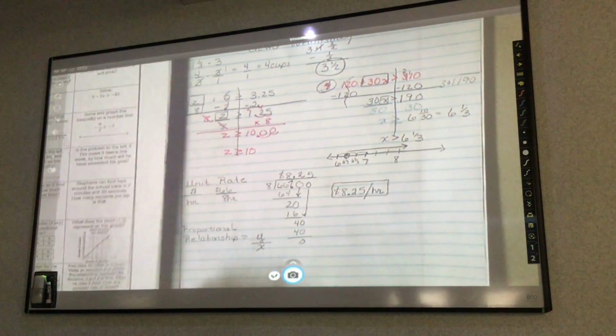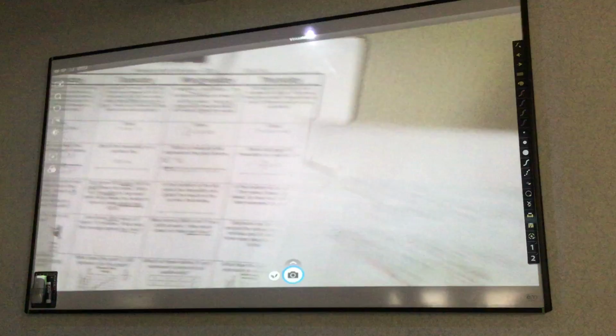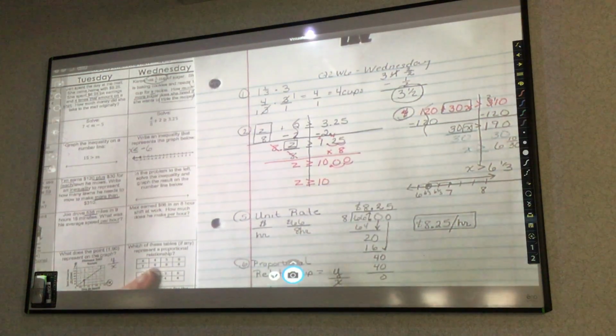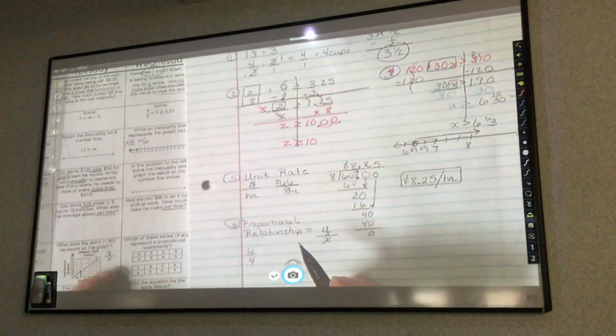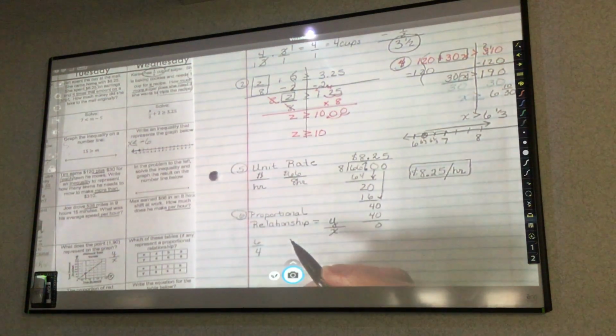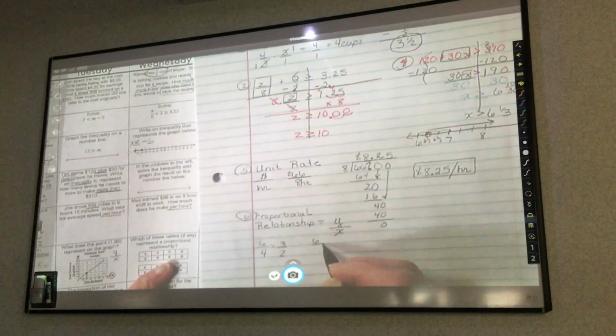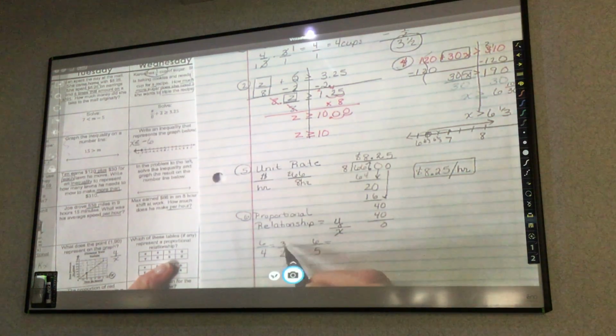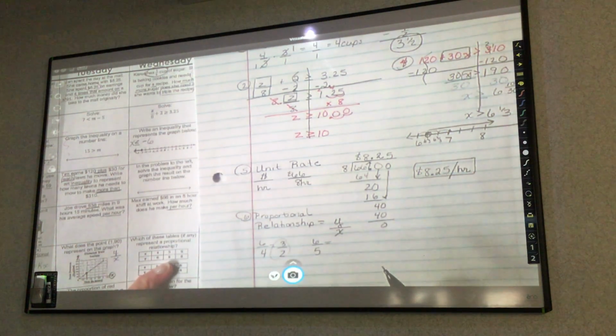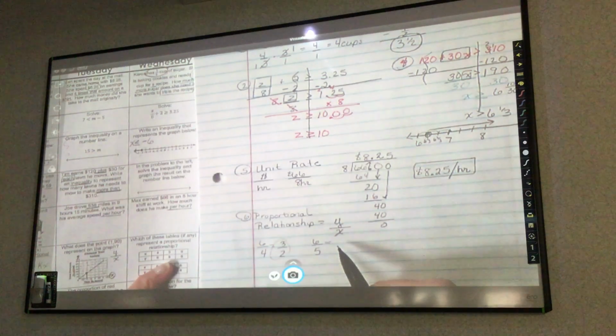So then I'm going to look at my chart, and for the first one, y over x is 6 over 4. And that would reduce to 3 halves. Then my next one would be 6 over 5. Does that reduce to 3 halves? Okay, so can I stop at this chart? Yes. So it's not proportional.